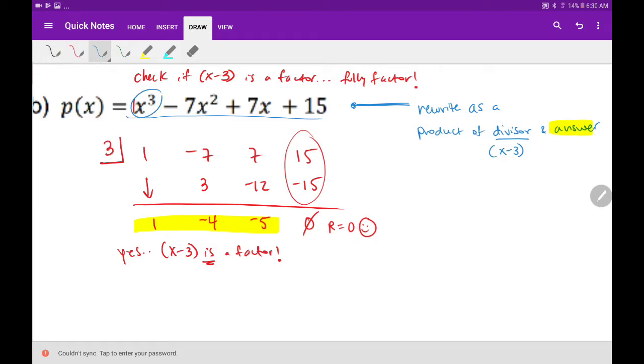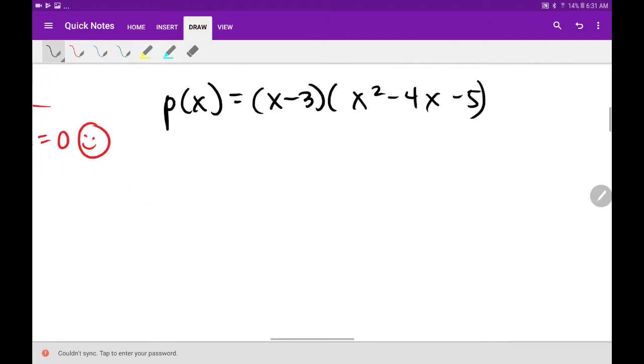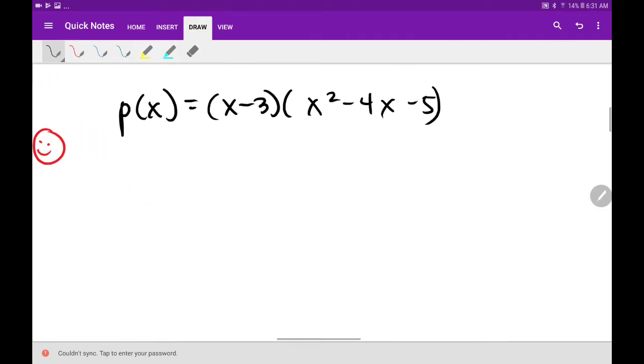Since we started with an x cubed, we have to drop the power by 1. So it's going to be 1x squared minus 4x minus 5. So we can rewrite p of x then as the product, which means the multiplication, of x minus 3 and x squared minus 4x minus 5. Cool. So we've actually factored this once. But we're not done because we can continue factoring that trinomial on the right side.